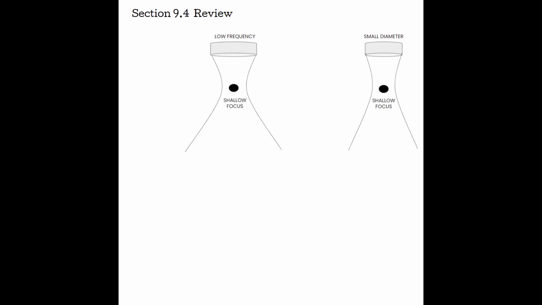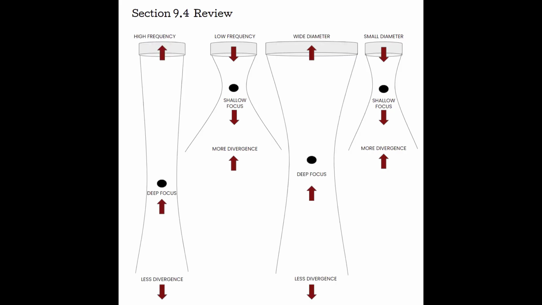Let's take a look then at our smaller numbers, our down arrows. So if we have low frequencies or small diameter transducers, we're going to see shallow focuses with more divergence. So as we decrease the frequency, decrease the diameter, we're going to see a decreased value of our focus, so shallow focus, and then we're going to see more divergence or increase in the far field. And this is the picture that you have in your workbook, showing you the relationships of all of them.